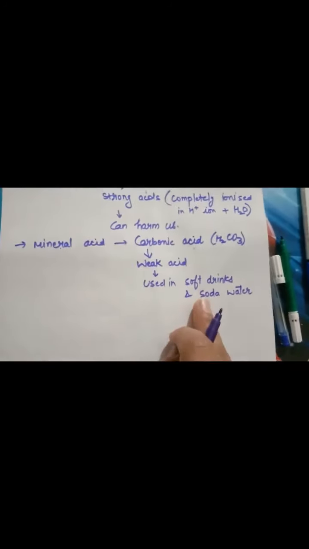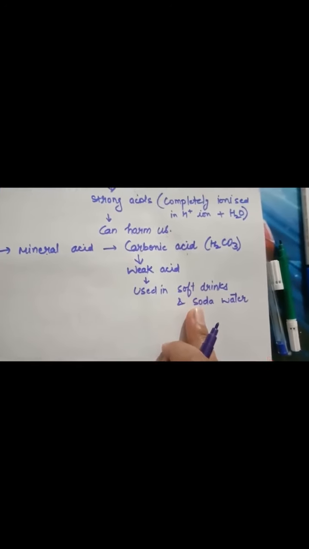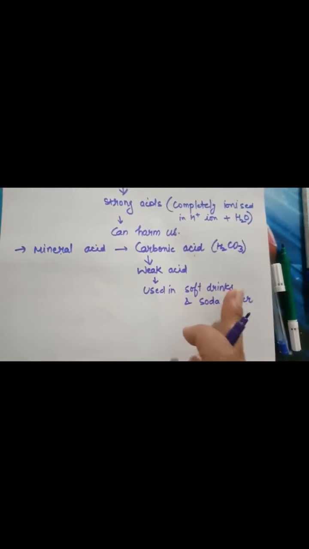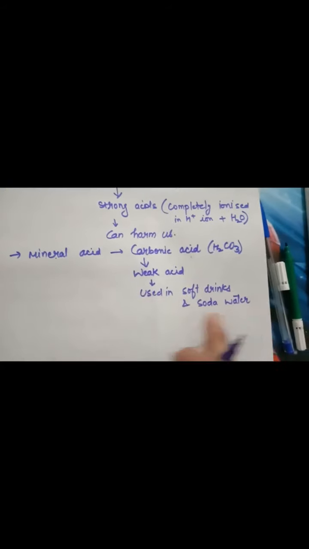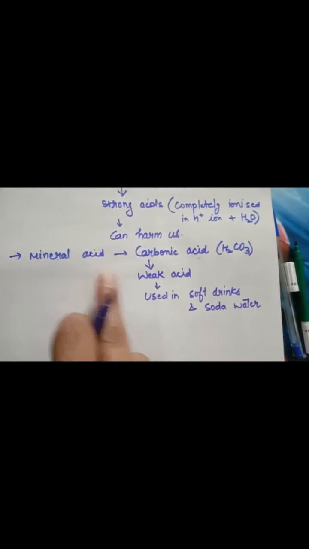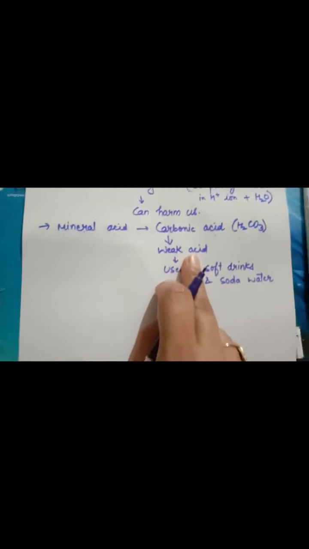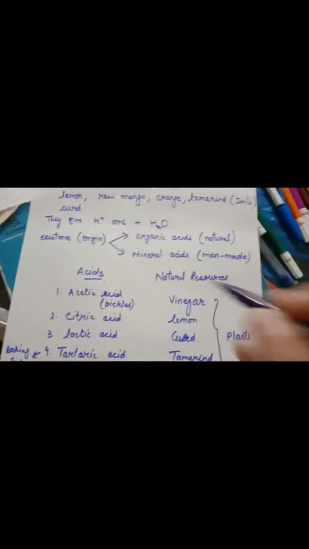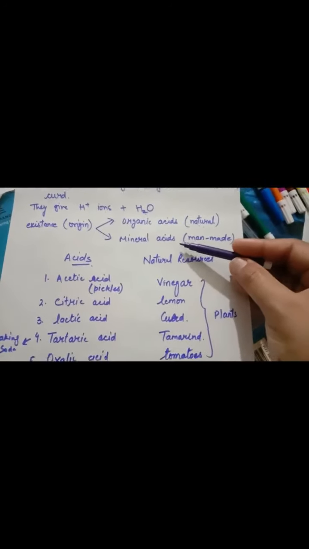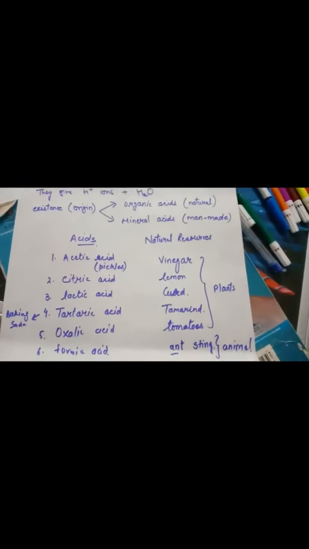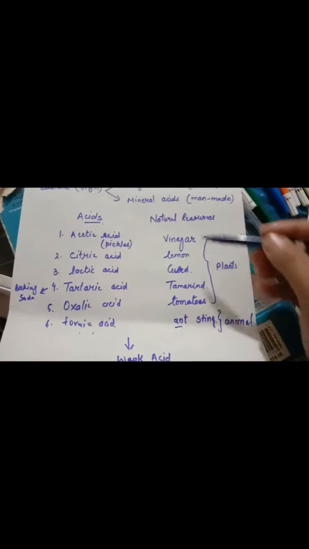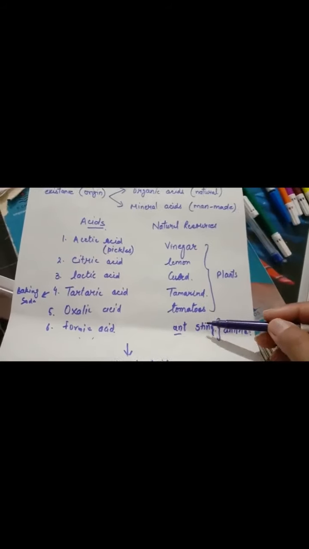This acid doesn't harm us to some extent. So these are used in soft drinks and soda water, and it is a mineral acid, but it is a weak acid. So there are basically two types of acids: organic acids and mineral acids. Organic acids means naturally formed from natural resources.